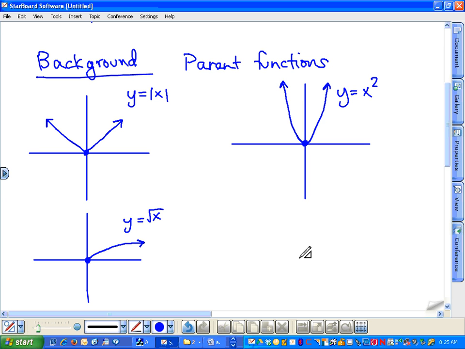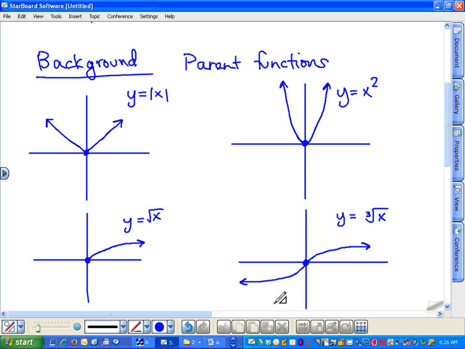You're also going to need to know, let's see. That's really about it. Let's do one more. You might need to know this one. Y equals the cube root of x. This one's a little bit harder to draw. It has the middle point right here at the origin. There's a piece that comes off like that, and a piece that comes down like that. That's y equals the cube root of x.